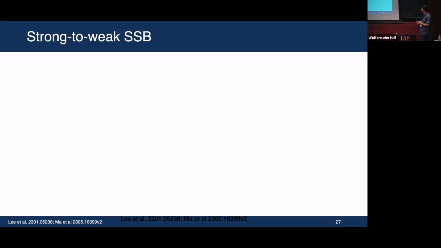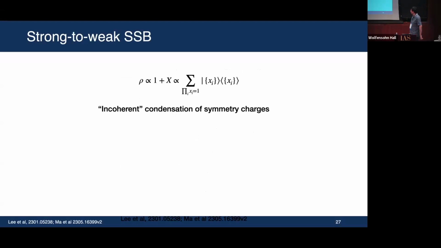analog in mixed states? Well, instead of forming a coherent superposition, we can form an incoherent mixture. So both of them should be in quotes, incoherent condensation of charges, in the sense that we simply form a convex sum of states with different arrangements of charges. Okay, so it's a convex sum. There's no coherence between them. And if you look at this, it's really just 1 plus X. It's a projector to the x equals 1 subspace of the Hilbert space. And it's proportional because I didn't try to normalize it. It will be normalized by 2 to the number of sites.